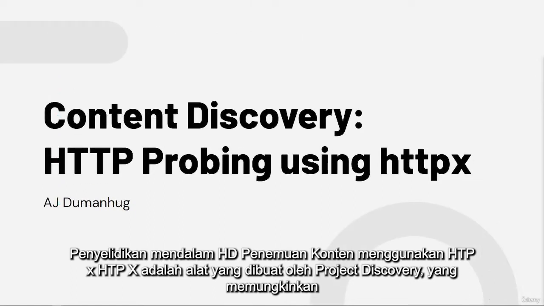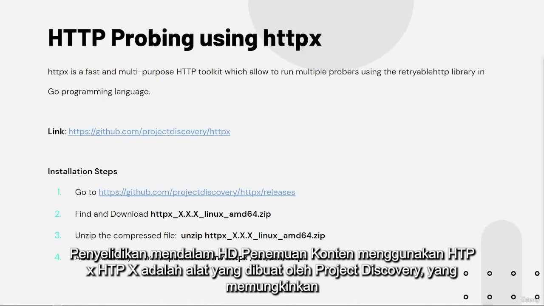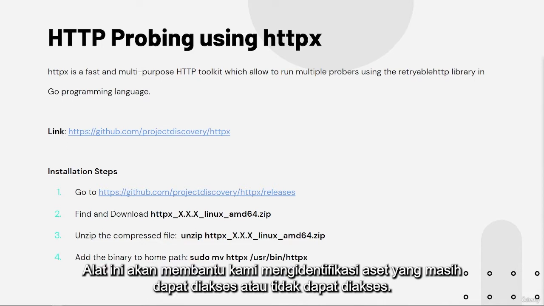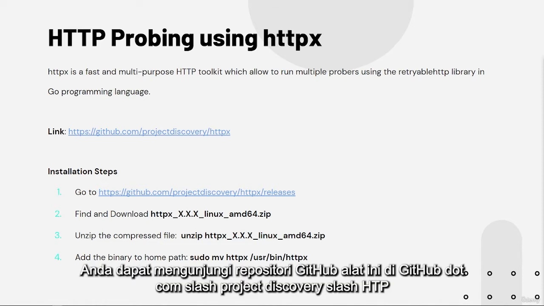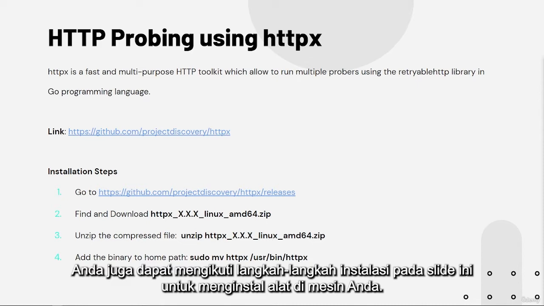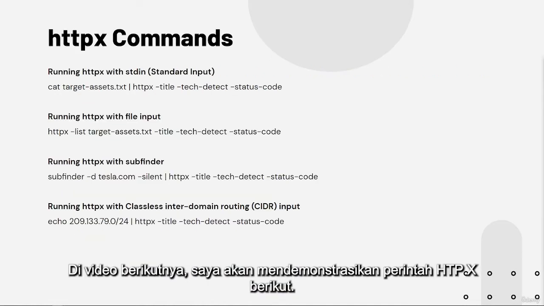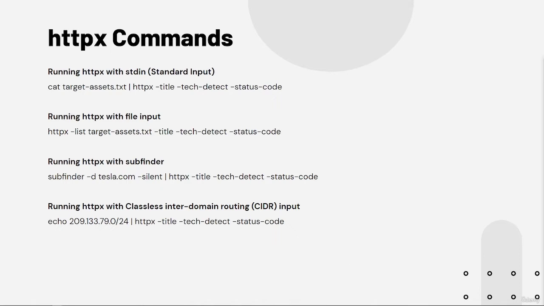Content discovery, HTTP probing using HTTPX. HTTPX is a tool created by Project Discovery which allows you to run multiple probers using the retryable HTTP library in the Go programming language. This tool will help us identify assets that are still accessible or not accessible. You may visit the GitHub repository of this tool at github.com/projectdiscovery/httpx. You may also follow the installation steps on this slide to install the tool in your machine. In the next video, I will demonstrate the following HTTPX commands.